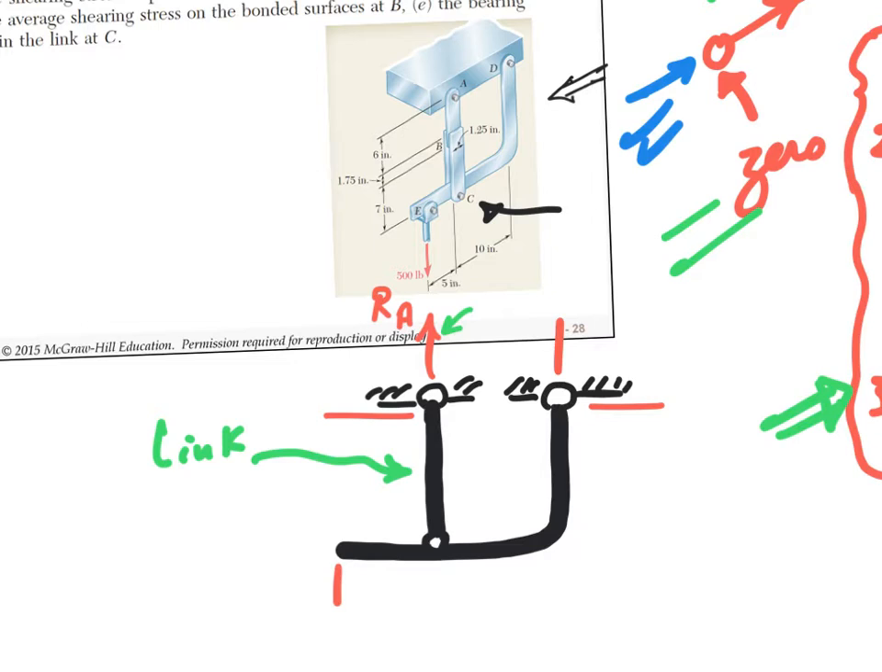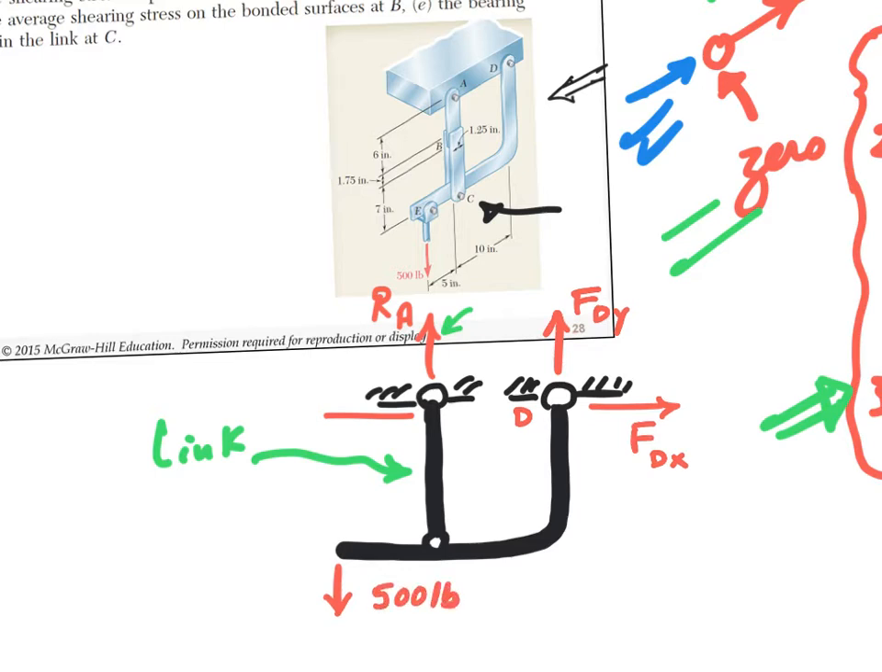Let's say this is D. FDX, FDY. Do they count or not? FDX counts. FDY counts. We can assume going anywhere, say this way and this way. Okay? What else? Of course, we have this force, 500 pounds, right?